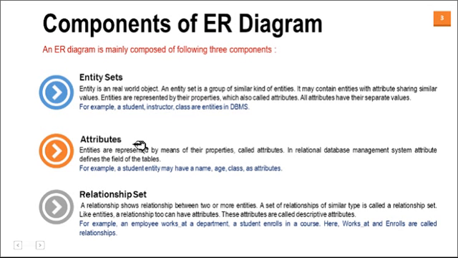Next one is a relationship set. If I say what a relationship is, it is between two or more than two entities. If I say one entity is the instructor entity, and another entity is the student entity, the instructor teaches the student. It means teaches is the relationship between these two entities. If I talk about the relationship between entity sets, then I can say relationship set. Clear? I hope I'm clear.